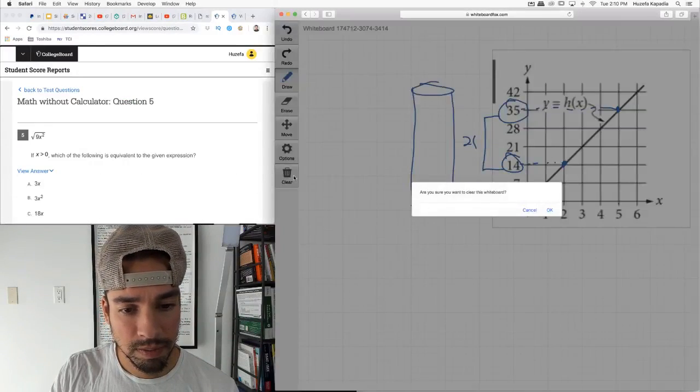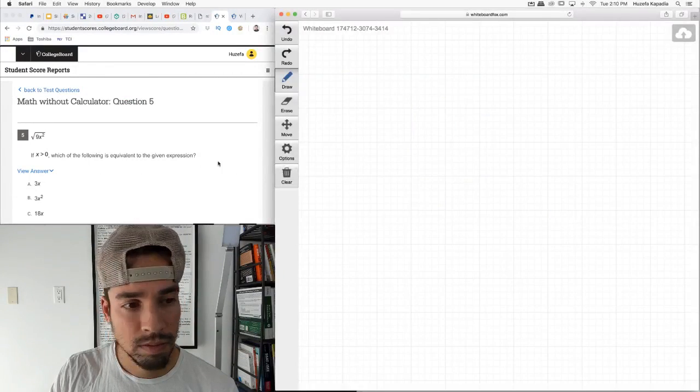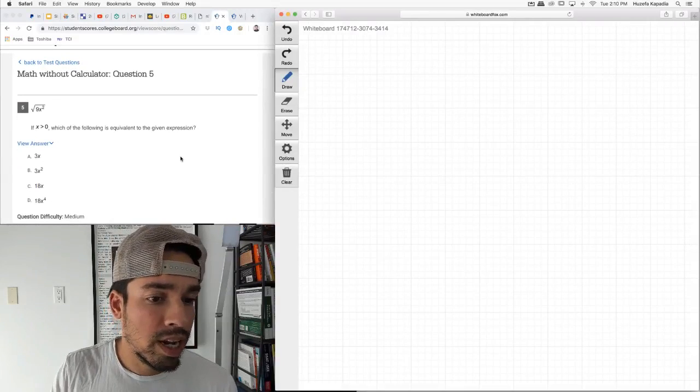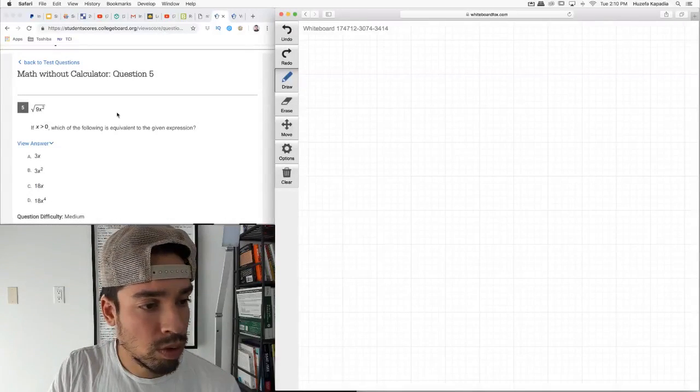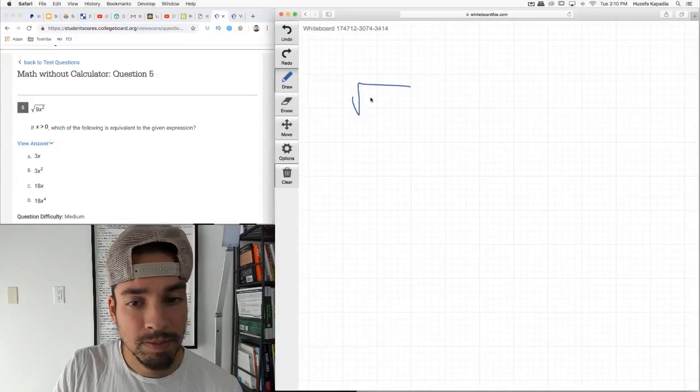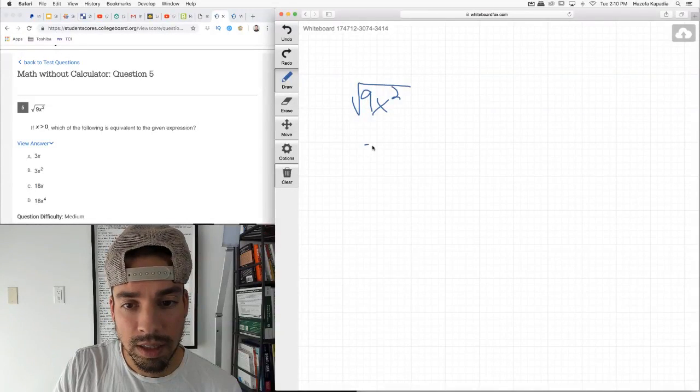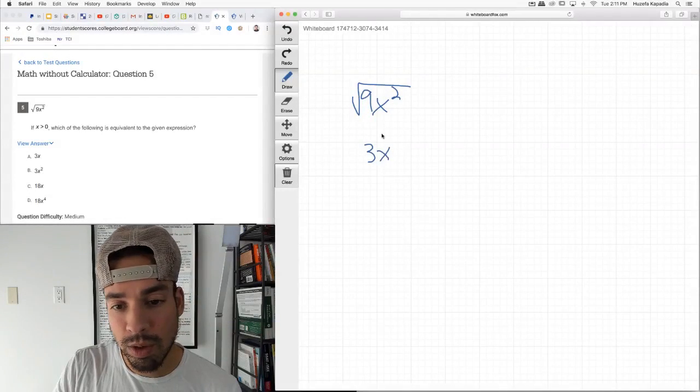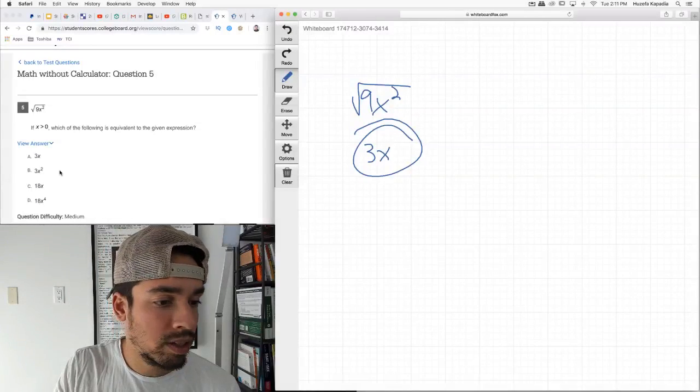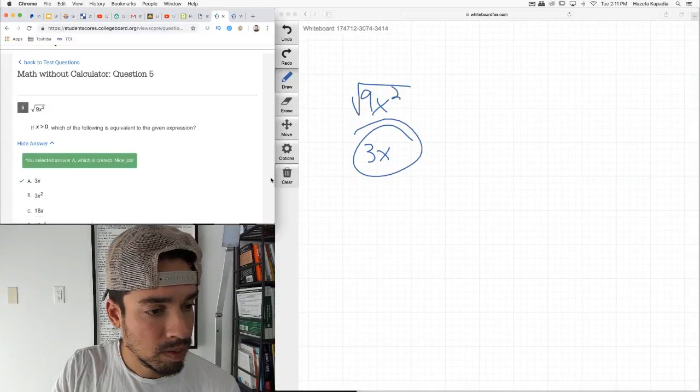Next. Square root of 9x squared. All we got to do is take the square root of each of these guys. Okay. So square root of 9 is 3. Square root of x squared is x. Both are perfect squares. Both come out as 3x. And that's it. Boom.